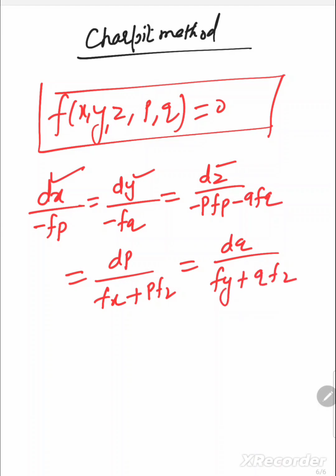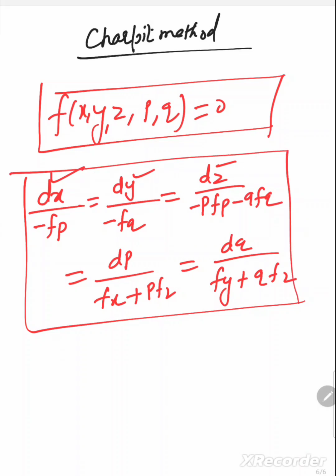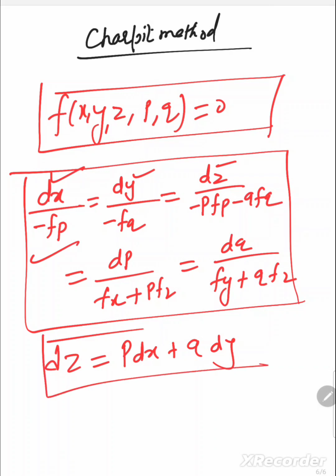Okay, you can remember this very easily. This is the auxiliary form of Charpit equation, and using these you have to solve. You need to find the value of p and q, and then use this formula: dz equal to p dx plus q dy. Sometimes you can find the value of p and q and then put it in the original given equation. Then also you can find the value of z.